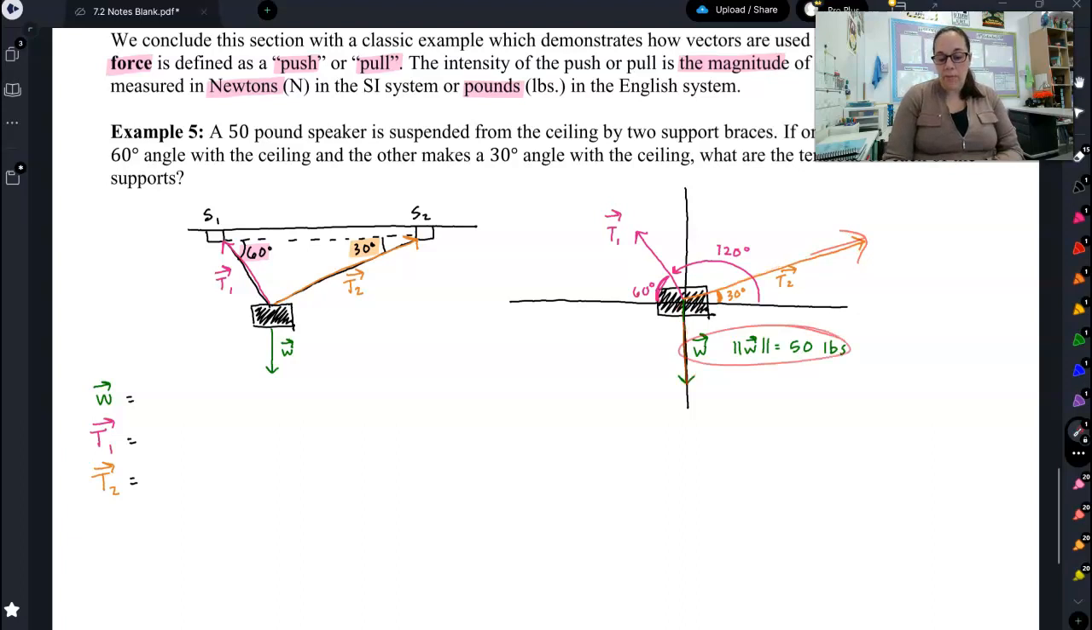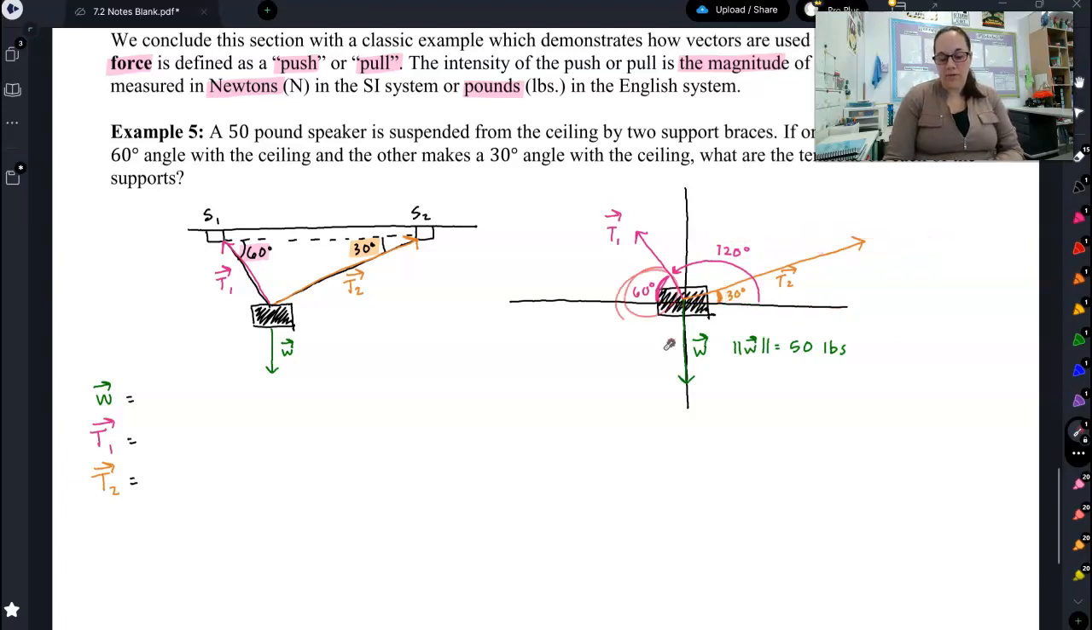Now, I know the magnitude of the gravity vector is 50 pounds. I do not know the magnitude of T1 or T2. That's what I'm solving for. However, I do know the angles. Because it makes a 60-degree angle with the ceiling, I can use my parallel lines and do my alternate interior angles. So if I have that parallel line, these two measurements are the same. So if this is 60, then this is also 60. And then I did the same thing with the 30. Here's my parallel lines. That's 30, so that's also 30.